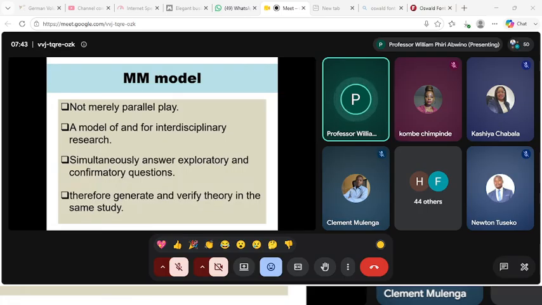Exploratory and confirmatory questions. So what happens is, in most cases, you do discover that the quantitative will give you the percentages. They will give you the numbers. But then when you fuse in the qualitative, they may be able to explain those numbers. So therefore, they generate and verify theory in the same study.